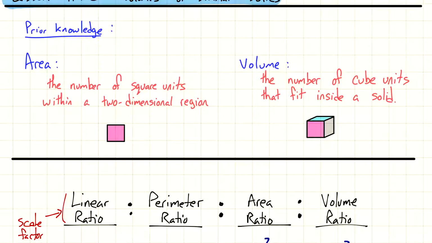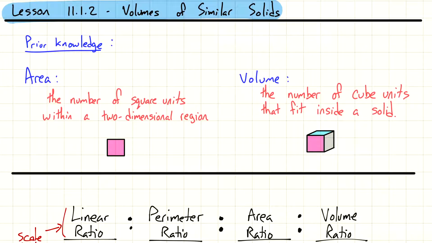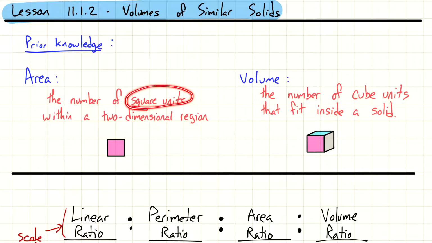We are going to need to know a little bit about the difference between area and volume, so let's discuss the differences there. Area is the number of square units, right? The actual physical squares that fit inside of a two-dimensional shape or space. Volume is the number of cube units. So that's really the main difference: are we counting squares or are we counting cubes? Cubes are three-dimensional and squares are two-dimensional.